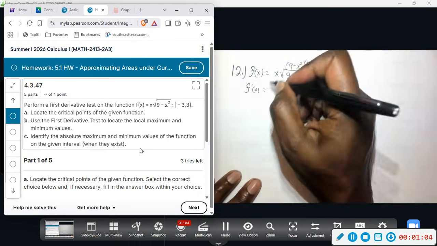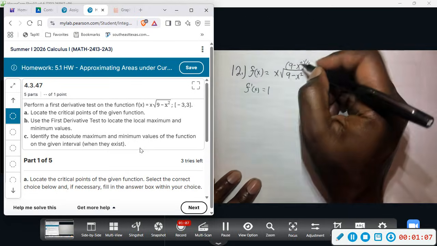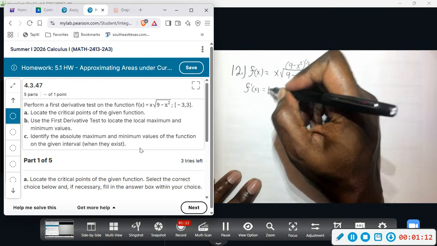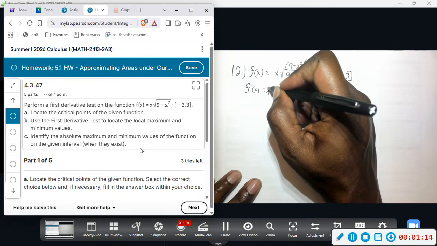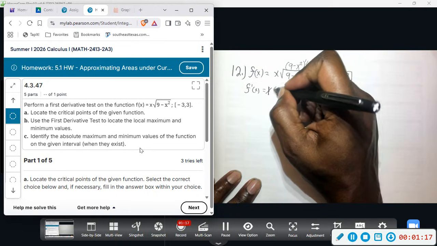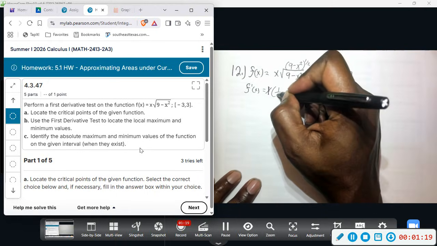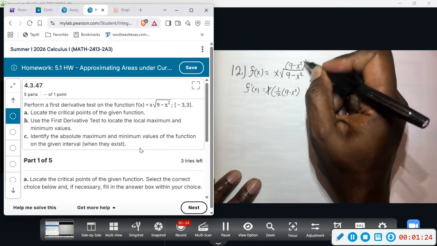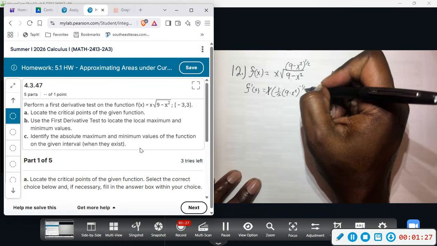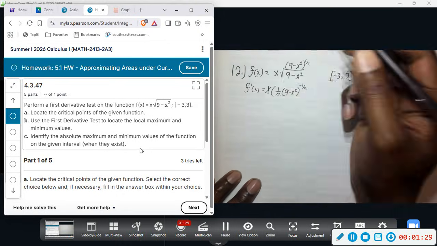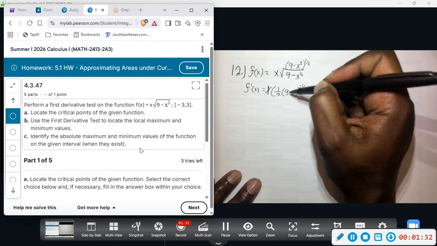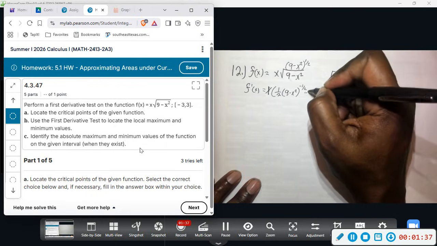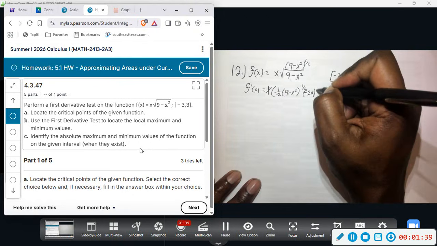So product rule is the first times the derivative of the second. So we're doing power and chain rule. This first function is x. First times the derivative of the second. Leave the inside alone. Subtract 1, so -1/2. And then times the derivative of the inside. So derivative of 9 is 0. Derivative of -x squared is going to be -2x. This is all being multiplied.